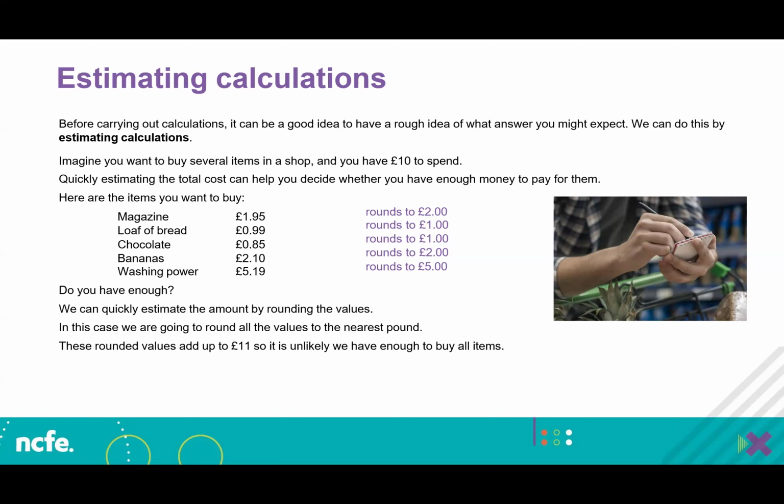We can quickly estimate the amount by rounding the values. In this case, we are going to round all the values to the nearest pound. So the first one will be £2, the second one will be £1, the third one will be £1, the fourth one will be £2, and the last one will be £5. So if we add them all together, 2 add 1 add 1 add 2 add 5, we get £11. So it is unlikely we have enough to buy all the items as we only have £10 to spend.